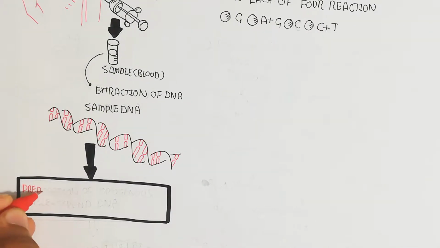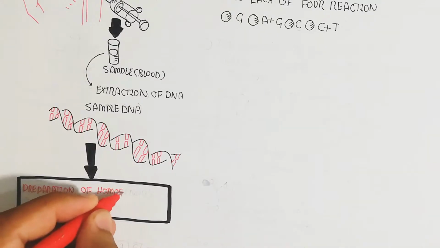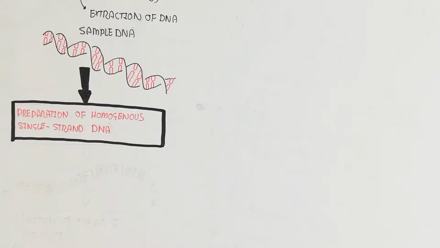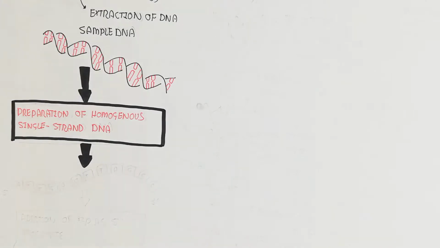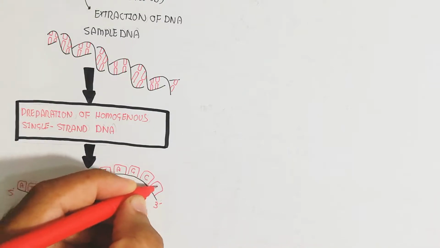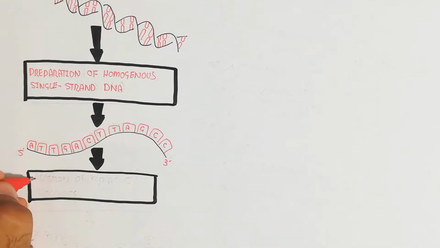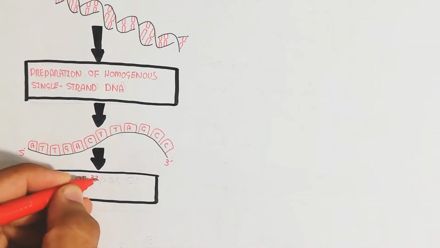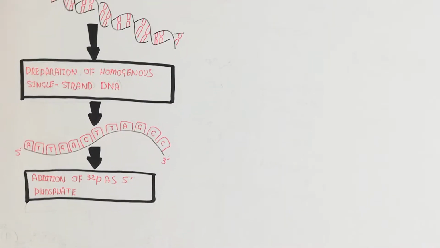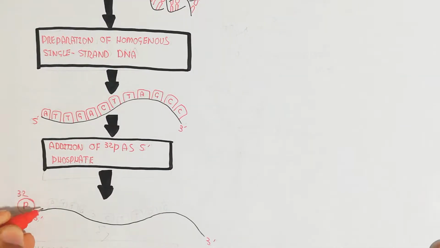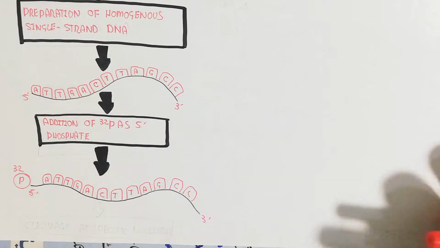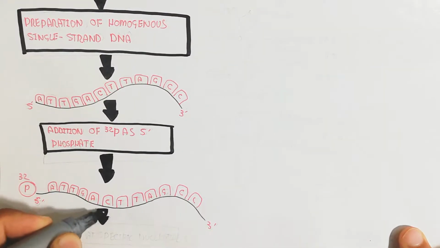After extraction of the double-stranded sample DNA comes the preparation of homogeneous single-stranded DNA. Single-stranded DNA means the deoxyribonucleic acid contains a single strand. For example, it contains adenine, thymine, guanine, adenine, cytosine, thymine, adenine, guanine, cytosine, the sequence from 5' to 3'. Then the 32P radioactive phosphate labeling group is added to the 5' phosphate group. This will lead to cleavage at specific nucleotides.